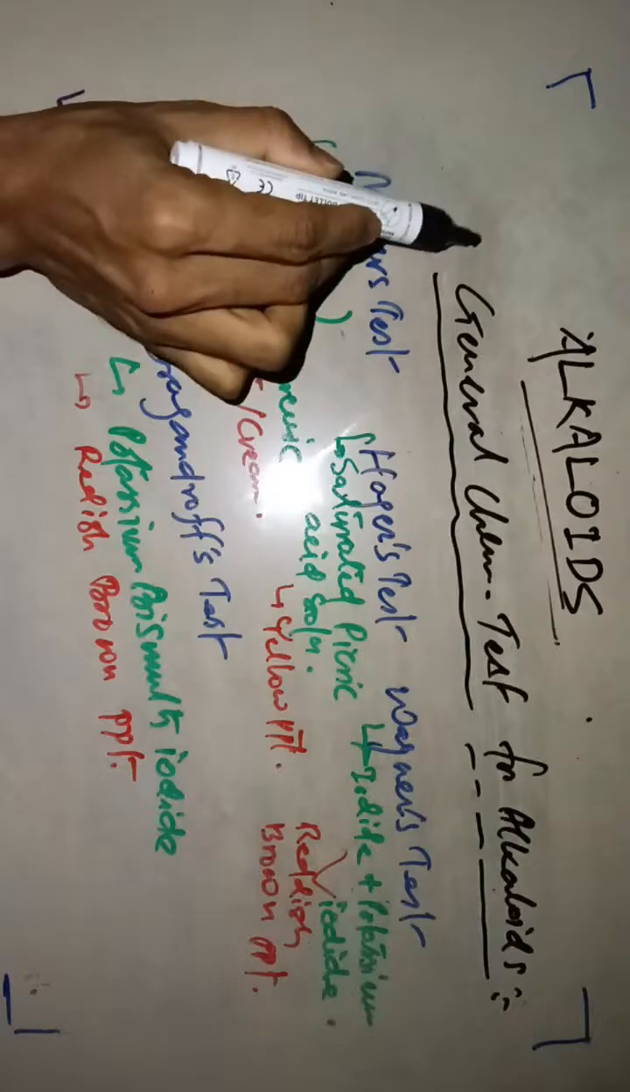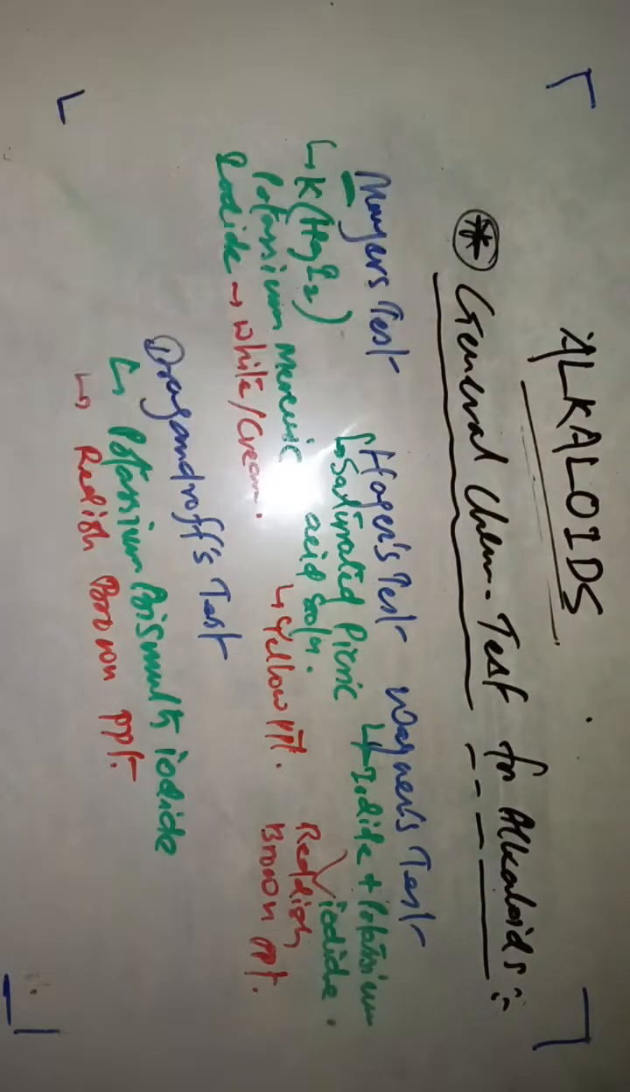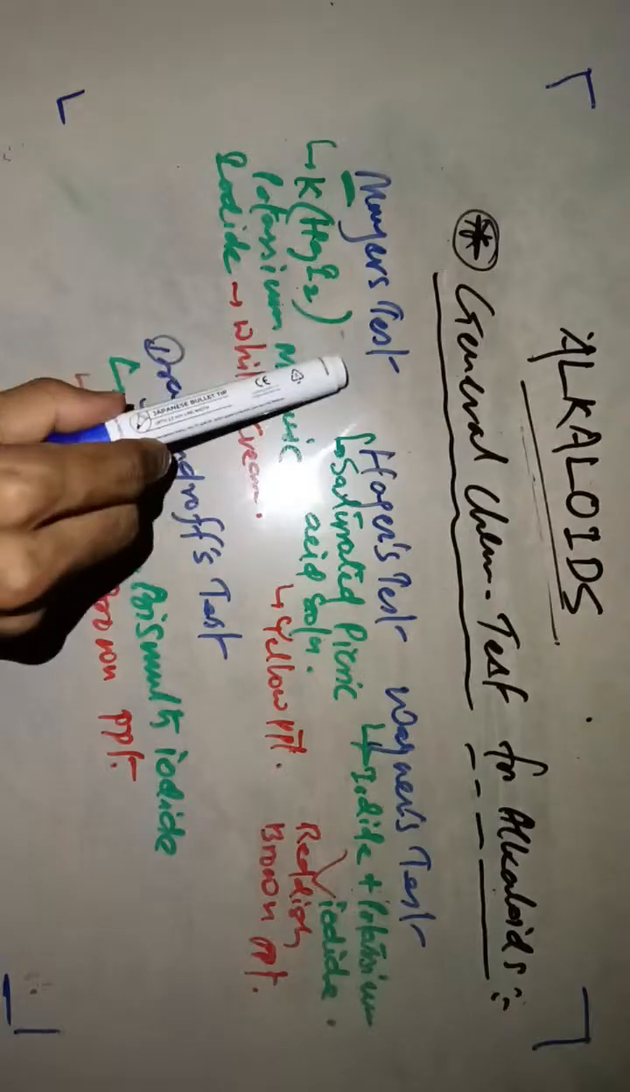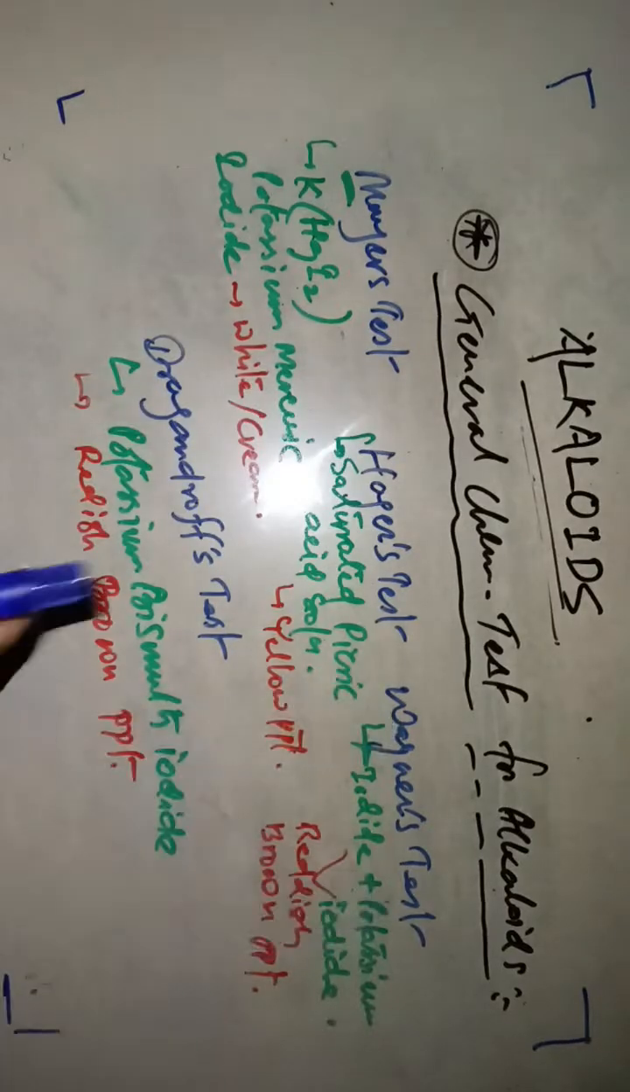For chemical tests of the alkaloids, this is most important. Every year, one question is coming from this, 100%. So what are the different types of chemical tests used for the detection of alkaloid? They are mainly 4 types: Mayer's test, Hager's test, Wagner's test, and Dragendorff test.